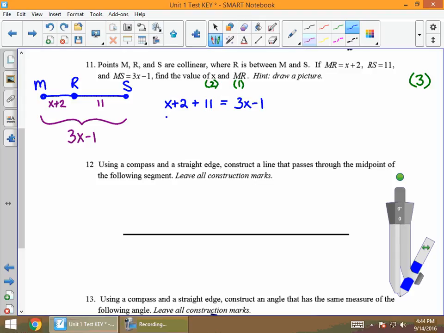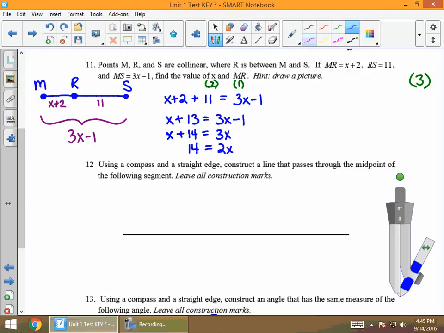So combine like terms, x plus 13 equals 3x minus 1. Add 1 to both sides. x plus 14 equals 3x. Subtract x on both sides.